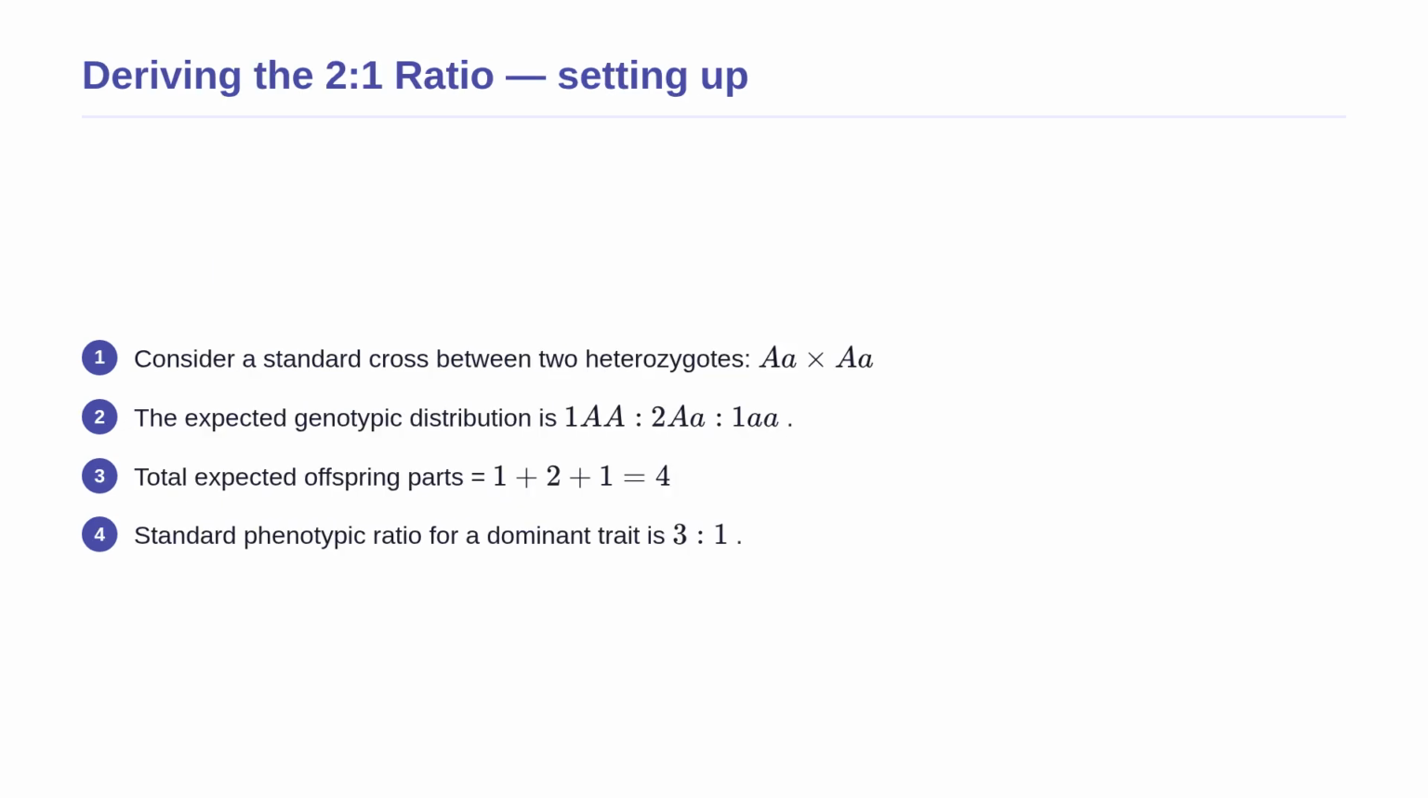Now that we have seen the example, let us formally prove why this mathematical shift occurs. We are setting out to derive the 2-to-1 ratio from standard Mendelian principles. We start by considering a standard cross between two heterozygous parents, big A little a times big A little a. According to Mendel's laws, the expected genotypic distribution is 1 big A big A, 2 big A little a, and 1 little a little a. If we add these up, the total expected offspring parts equal 4.